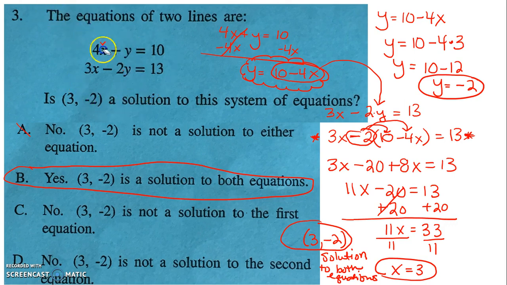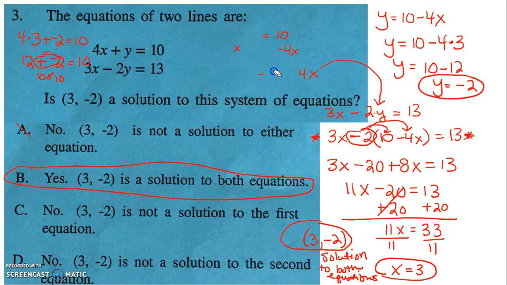So let's do that. I'm going to take my first equation, and that is 4 times x, x is 3, 4 times 3 plus y, y is negative 2, and I'm hoping that will be 10. 4 times 3 is 12. 12 plus negative 2, is that 10? 12 plus negative 2, 12 minus 2 is 10. 10 equals 10. That tells me that is the solution to the first equation.